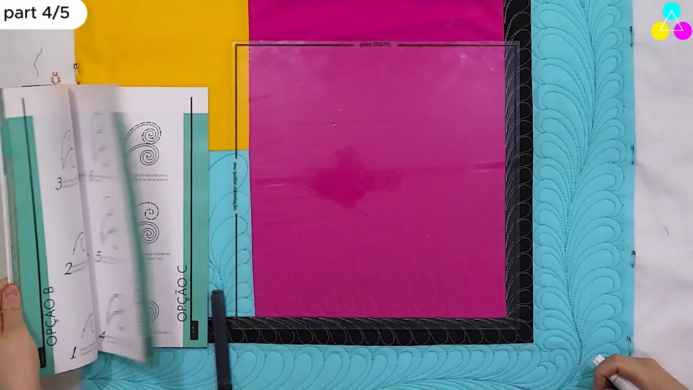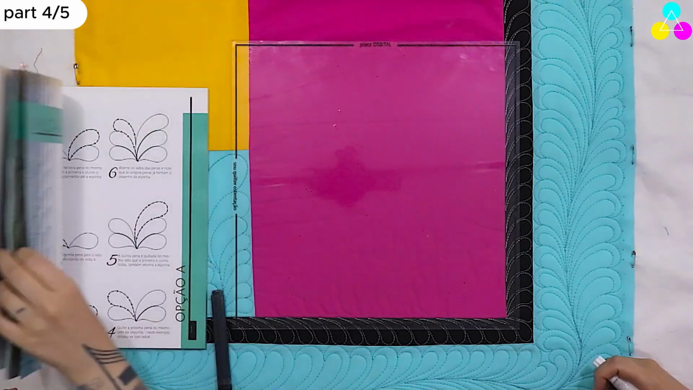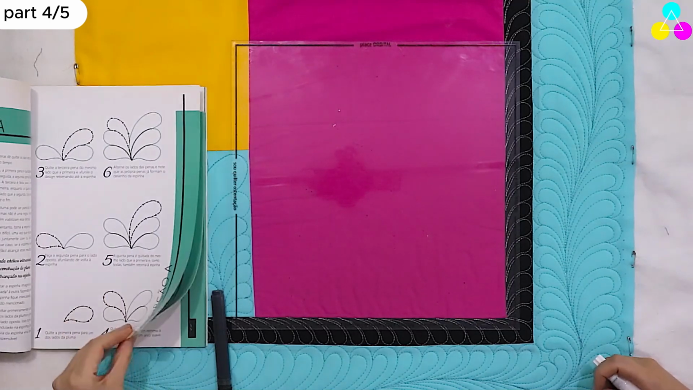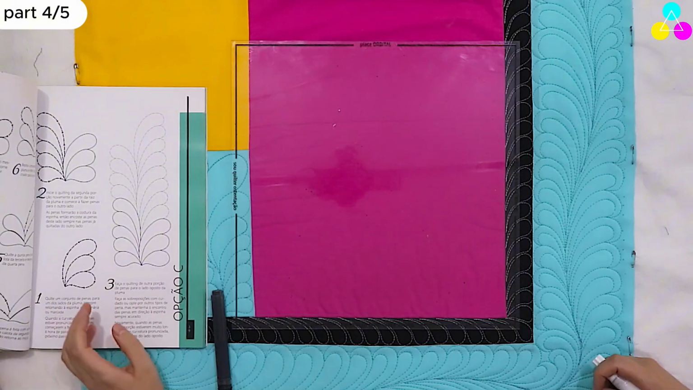This is possible because as we show here in the book, we have a lot of ways to construct a feather. So this way of constructing a feather is what we call simultaneous. That means that we are doing the 2 sides of the feather at the same time. It's different from what we've done until now in this class.